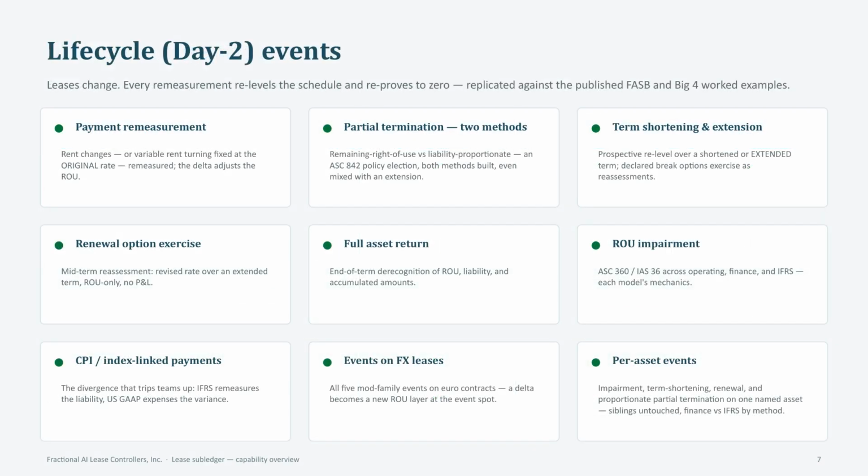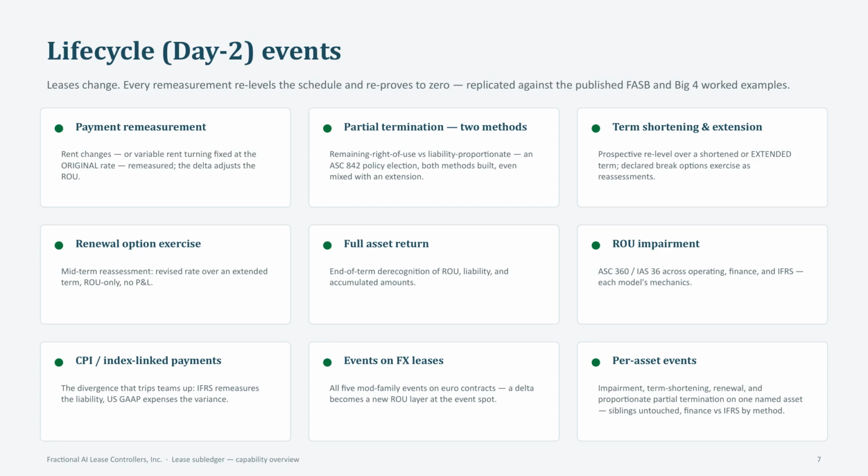Leases change, and every change re-levels the schedule and reproves to zero, replicated against the published FASB and Big Four worked examples. Payment remeasurement, partial termination, both the remaining right of use and the liability proportionate methods, because that's an ASC 842 policy election. Term shortening and extension, renewal exercise, full asset return, ROU impairment under ASC 360 and IAS 36.